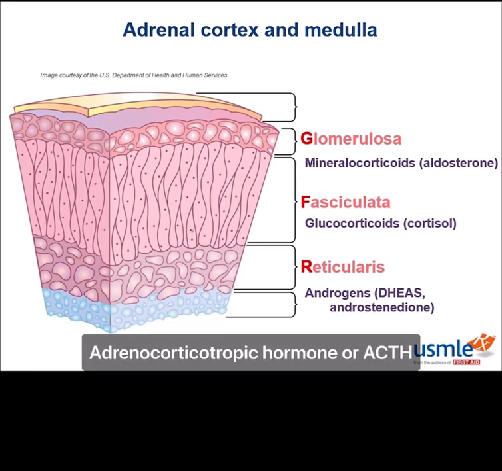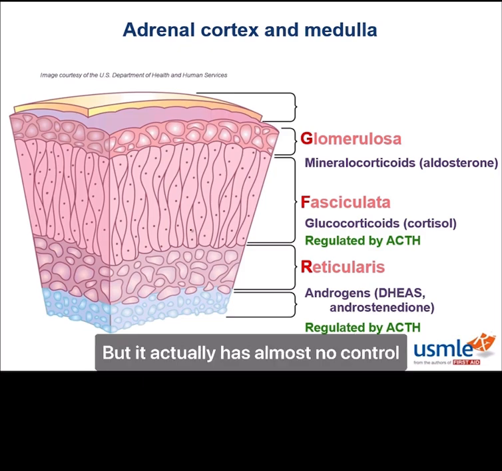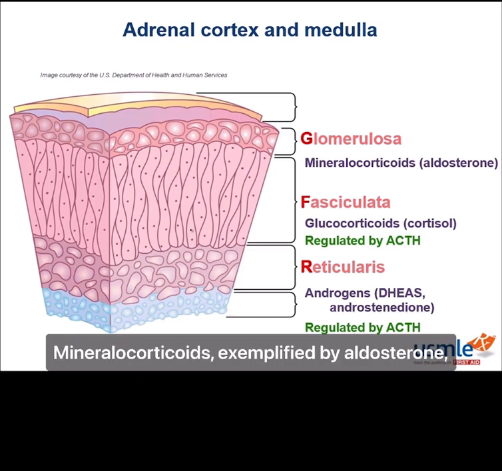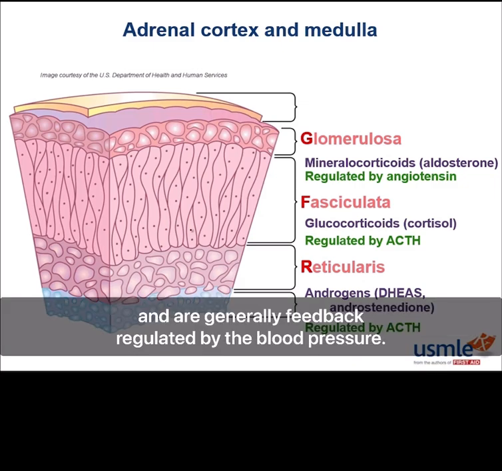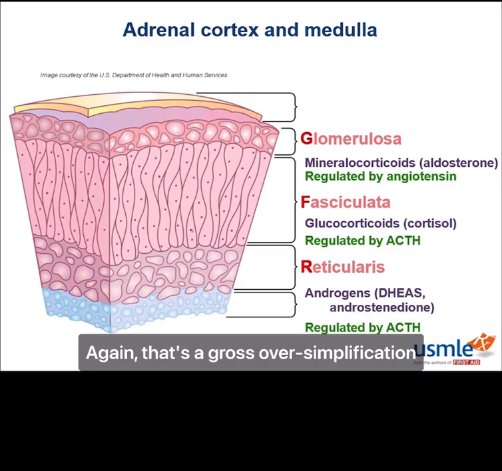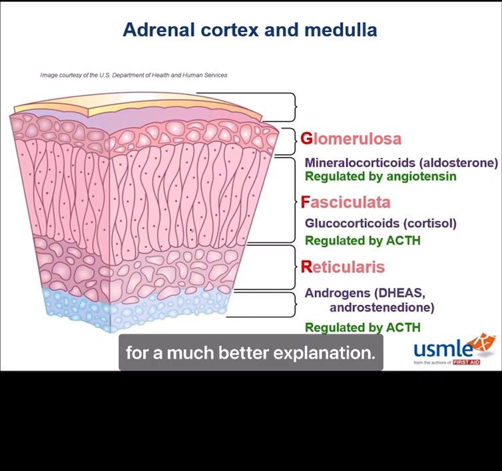Adrenocorticotropic hormone, or ACTH, is the primary regulator of both glucocorticoids and adrenal androgens, but it actually has almost no control over the secretion of mineralocorticoids. Mineralocorticoids, exemplified by aldosterone, are functionally a part of the renin-angiotensin axis, and are generally feedback regulated by the blood pressure. Again, that's a gross oversimplification, so be sure to check out the renal physiology section for a much better explanation.